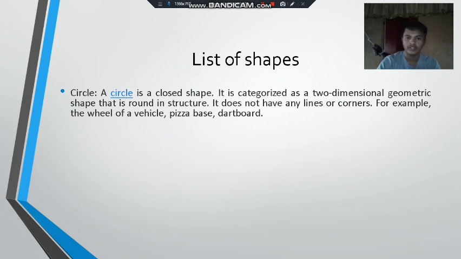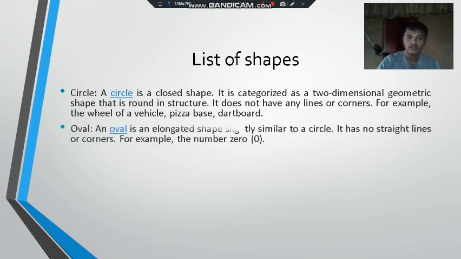A circle is a closed shape. It is categorized as a two-dimensional geometric shape that is round in structure. An oval is an elongated shape, slightly similar to a circle. It has no straight lines or corners. For example, the number 0.